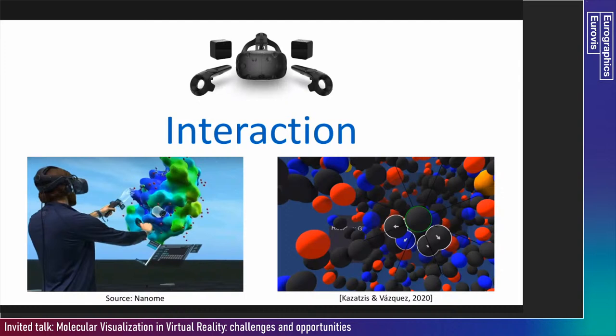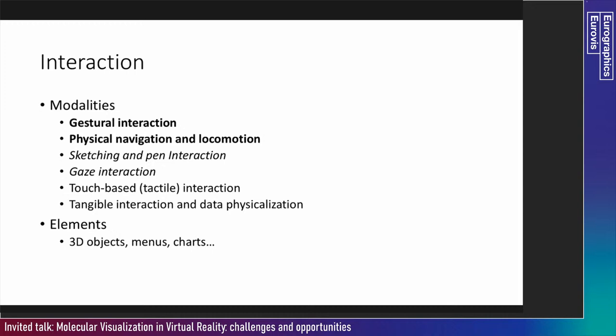So let's move on to the problem of data interaction. There are several ways to interact in a virtual reality device. We can have gesture interaction, physical navigation and locomotion, and other techniques such as sketching, gaze interaction, or using some touch-based techniques such as tactile devices or data physicalization. In our environments, we are going to interact with 3D objects, but also with menus or charts, if we want to mimic, as I was saying, the MolVA applications we currently have in desktop.